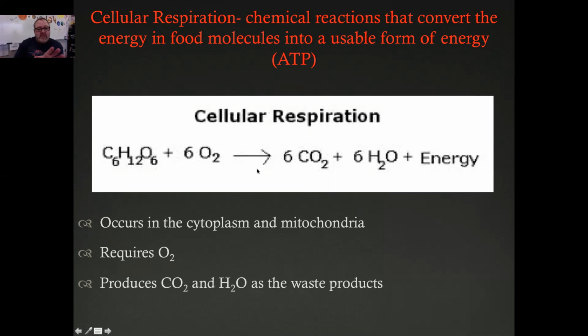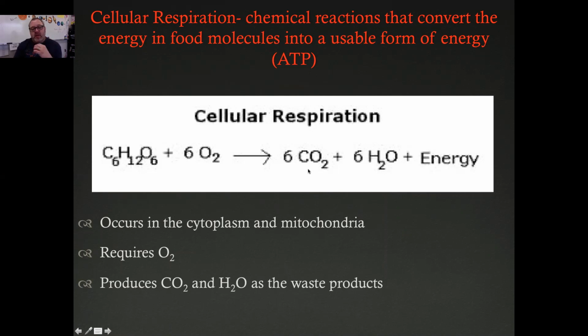So after the process or the reaction has occurred, and this is a very long, complex process, this is the very simplistic version of that, we end up with 6 carbon dioxide molecules and 6 water molecules and energy. Okay, the energy part is the thing that the plant is the most interested in. Water and carbon dioxide are waste products, okay?